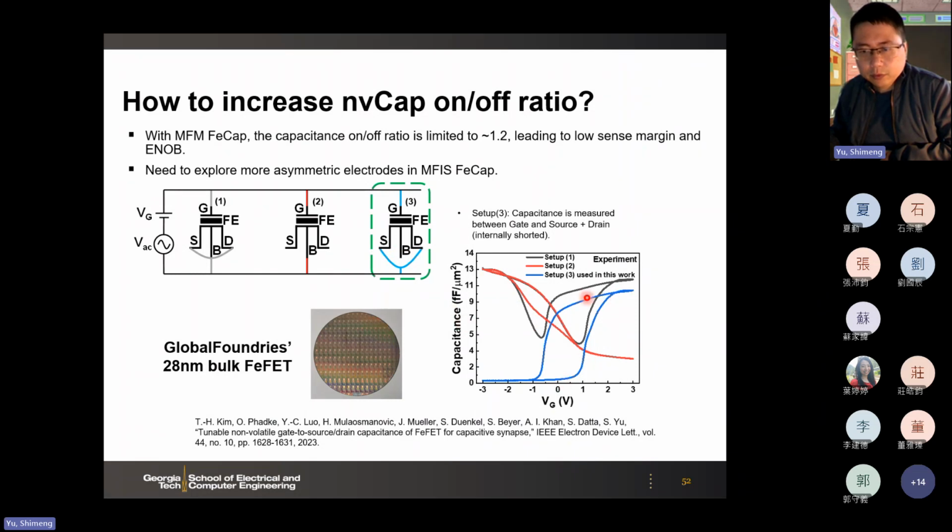CV. You see this blue curve, then we have a large window at 0 volts here, more than 20 or 25 in terms of capacitance here versus here. So this could help with NV cap design, and we validated it on the GlobalFoundries wafer we have. So we just ground source and drain when we measure the capacitance.